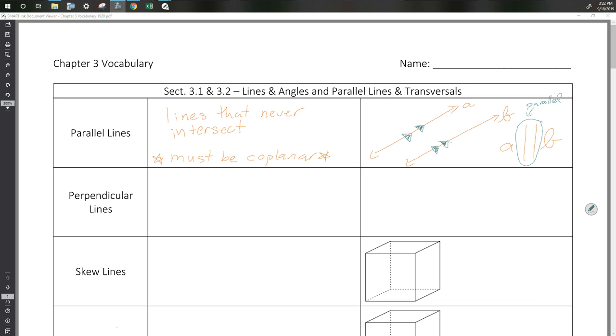Similarly, we also need to talk about perpendicular lines. Now, perpendicular lines do not need to be coplanar. They can be coming from different planes and intersecting. They could be coplanar, where they're on the same plane and they intersect at a 90-degree angle. That's all that they are. Perpendicular lines are lines that intersect at a right angle.